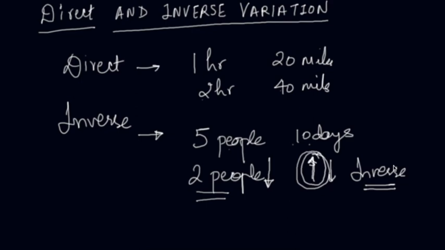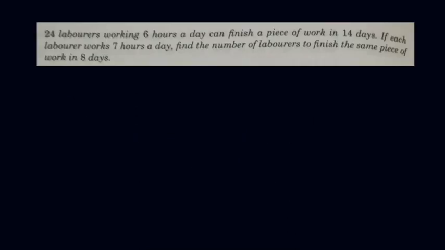So if we are clear with direct and inverse, we'll quickly jump to those complex problems of direct and inverse variation. Now let's look at this question, and I'm particularly taking this question because the number of variables are more. And what are variables? Let's look at this question. 24 laborers working for 6 hours. So variable number 1, the laborers, the hours, can finish a piece of work in 14 days, right?